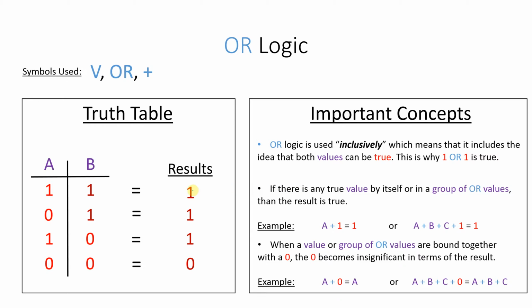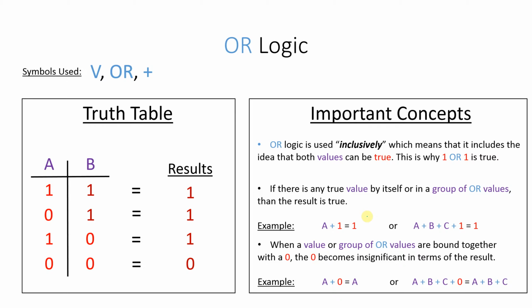And that part of OR logic is inclusive. It includes the idea that both A and B can be true and the result would be true. Again, these are just the symbols that you can use for OR logic. This is just the plus symbol, and over here is just a capital letter V.